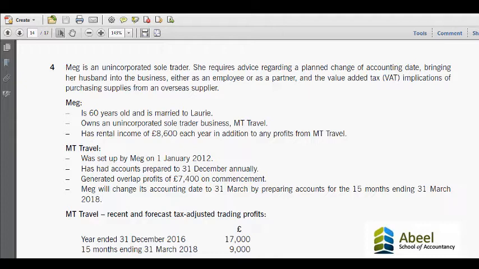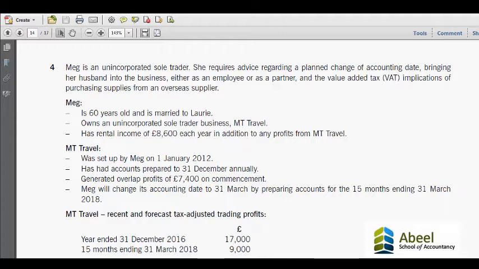Bringing her husband into the business either as an employee or as a partner. Now stop over here. Now the partnership topic must come to your mind when it says bringing her husband in as a partner. Either she's going to bring her husband in as an employee or as a partner.